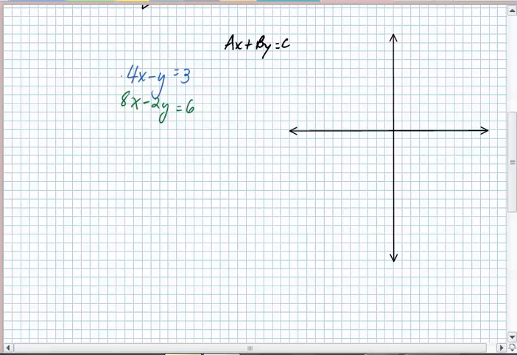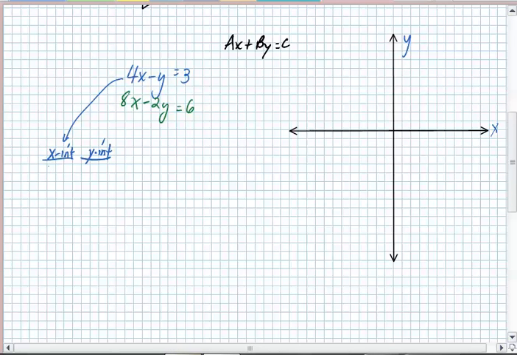And when I find lines in this form, I'm probably going to graph them a different way. So I'm probably going to use x and y intercepts. So let me put this on here, x-intercept, y-intercept for this blue one. And these are going to give me two points, a point on each axis, so that I can just connect the dots. So I won't use slope in this method of graphing.